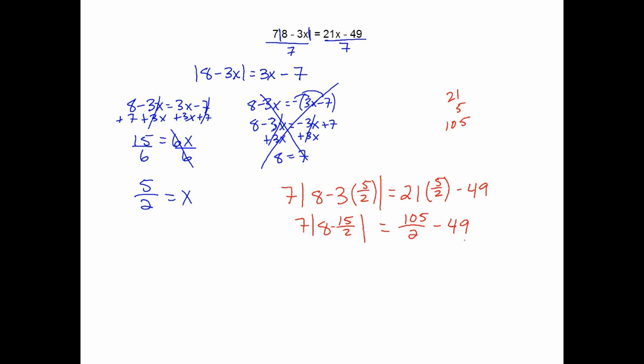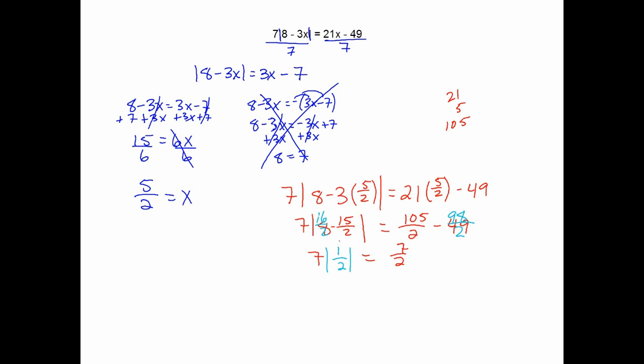All right, so I'm going to rewrite this. Teal, that seems like a good color. We can write this as 16 over 2. That's still 8. But now I can subtract it. So now I have 1/2 in there times 7 equals 105 over 2. Let's see, what can I do with this 49? I could double that. So 49, that's going to give me 98 over 2. 105 minus 98, that's going to give me 7 over 2.